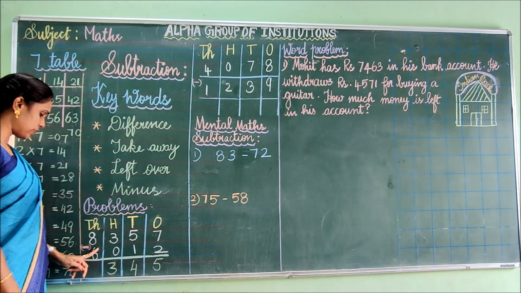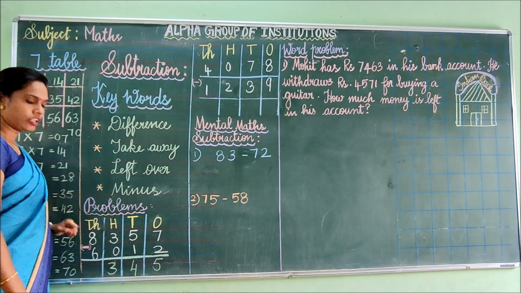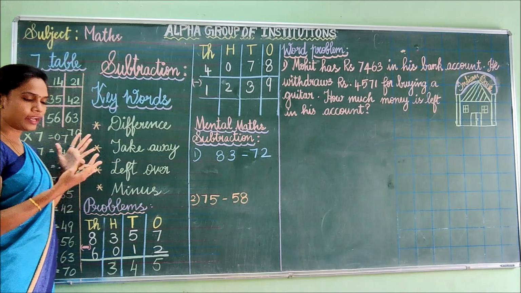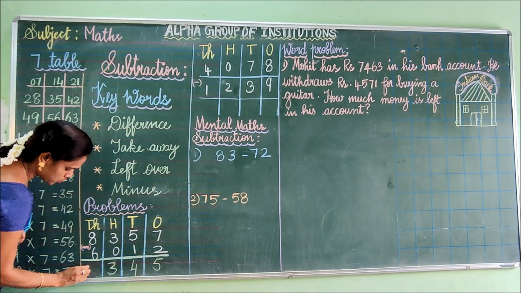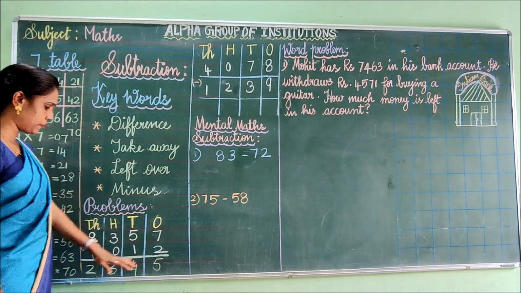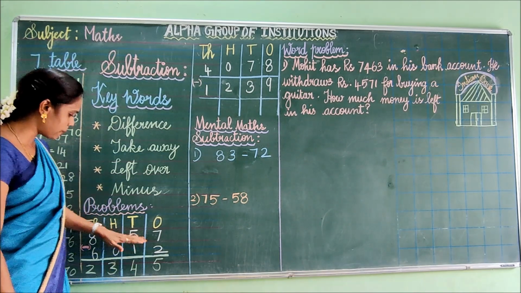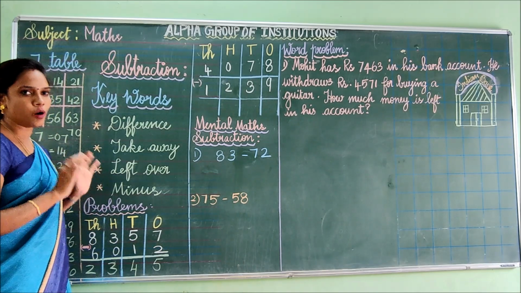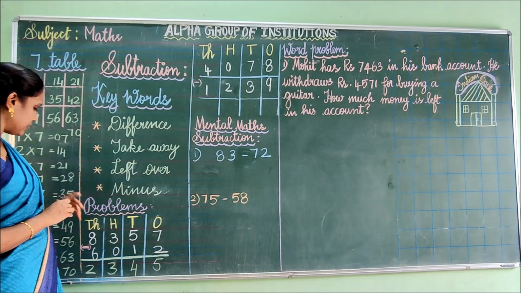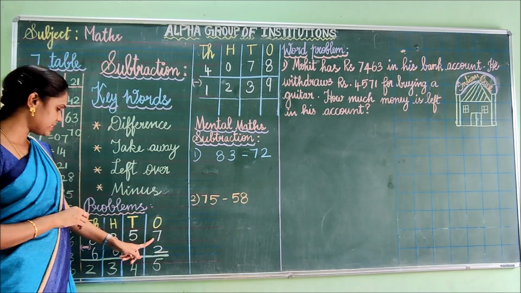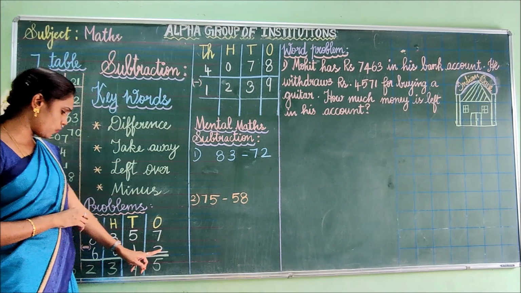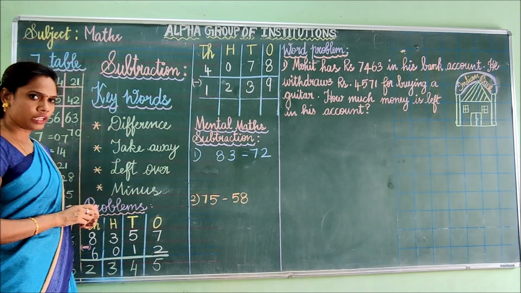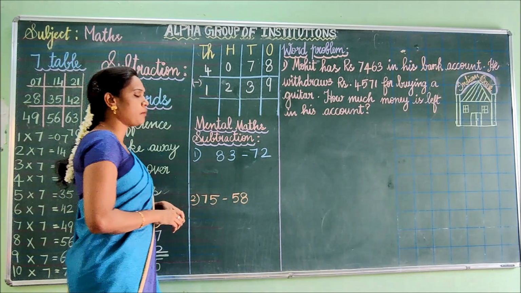Next, move on to thousands place. 8 minus 6. Okay, so here 8 is greater than 6. So what is 8 minus 6? So 8 minus 6 is 2. Very good, children. So here we have subtracted directly because the top number is greater than the bottom number, without borrowing. Understand? So what is the answer here? 8357 minus 6012 is equal to 2345. Okay, fine, children.